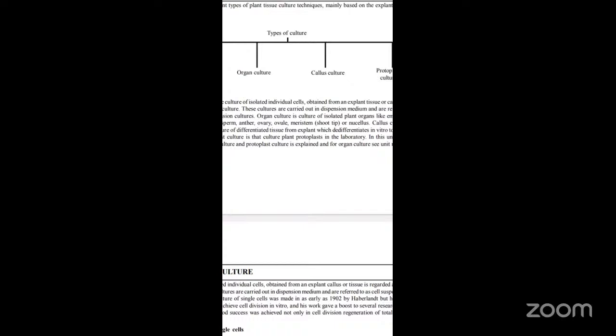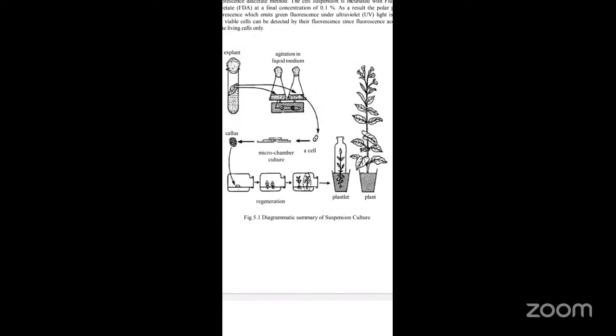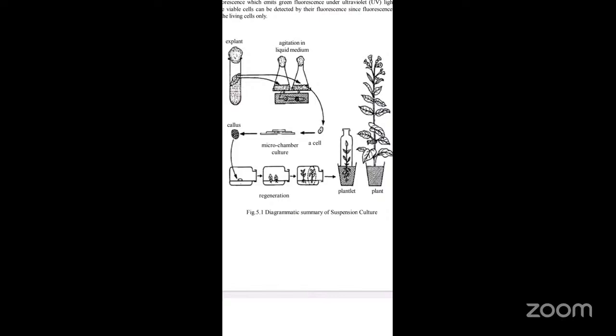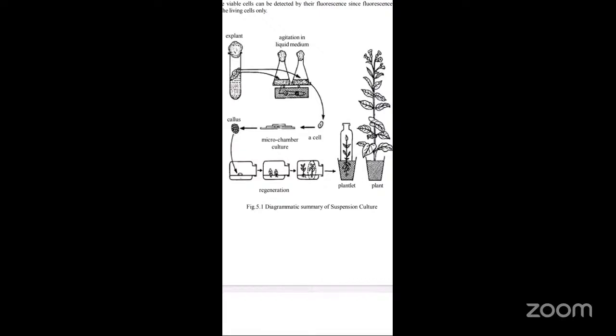See here. So this one shows the suspension culture. This is the diagram for suspension culture. Okay. This is the suspension culture.